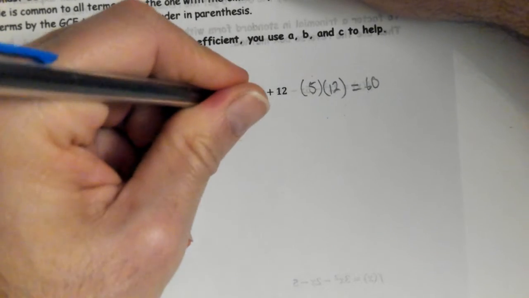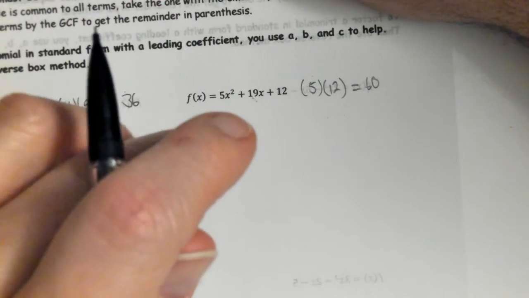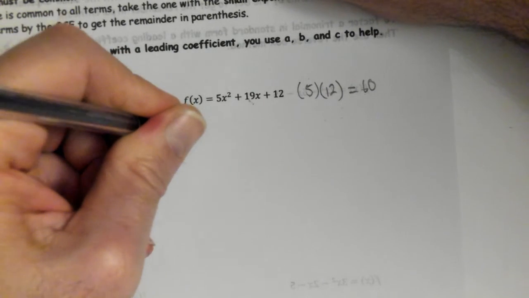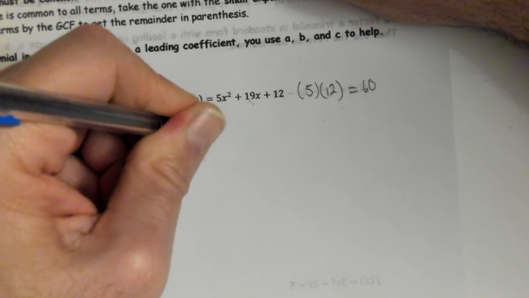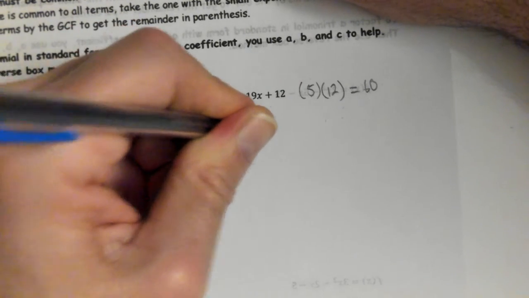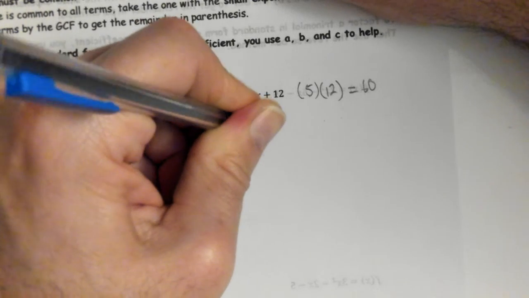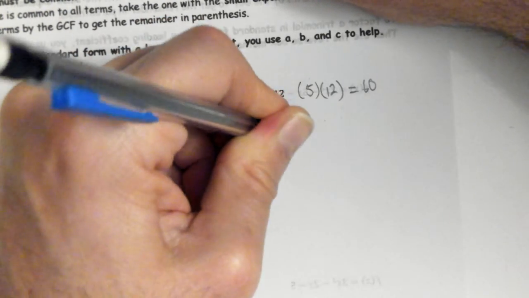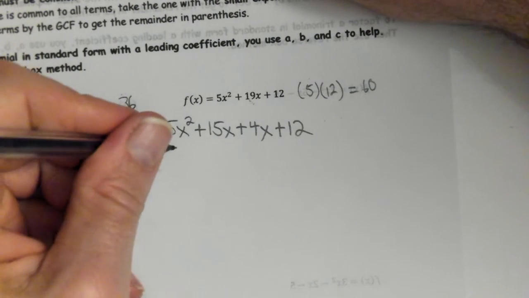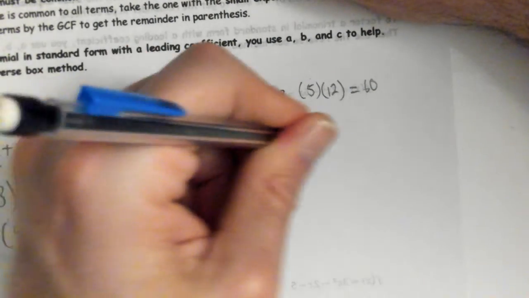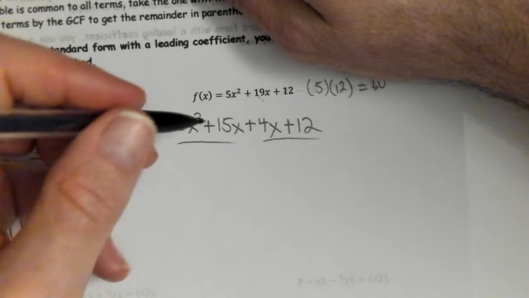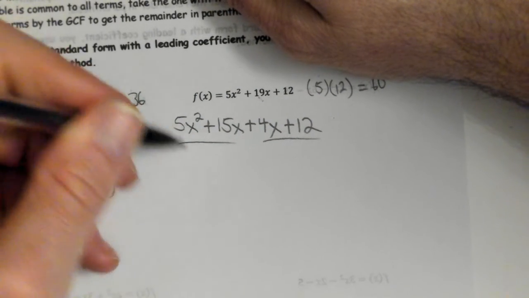So now I'm going to split this middle term up into 15x plus 4x. It'll look like this. 5x squared plus 15x plus 4x, and then we got a plus 12 on the back of this. Now remember, the reason why I do this is because I can now group those two sets of terms together and factor them. So what can I factor out of these first two terms?